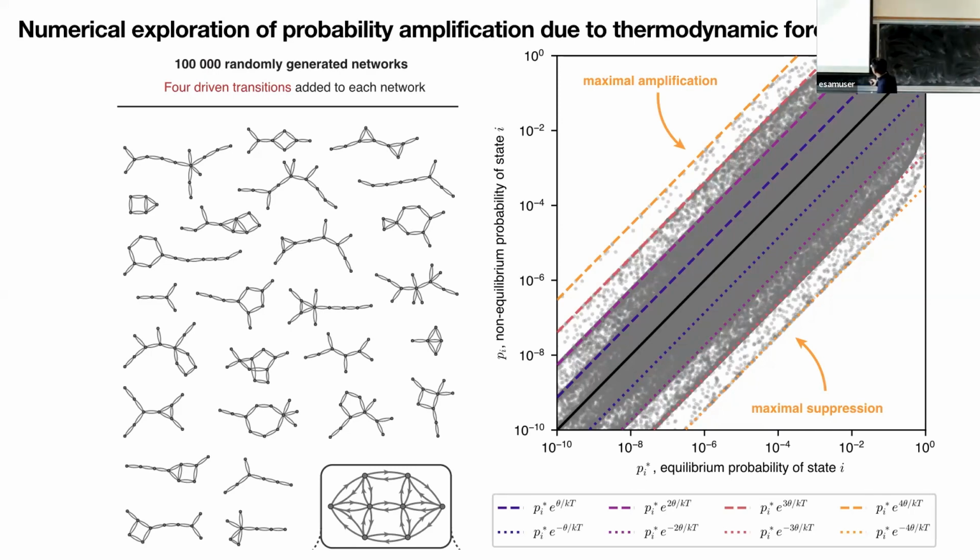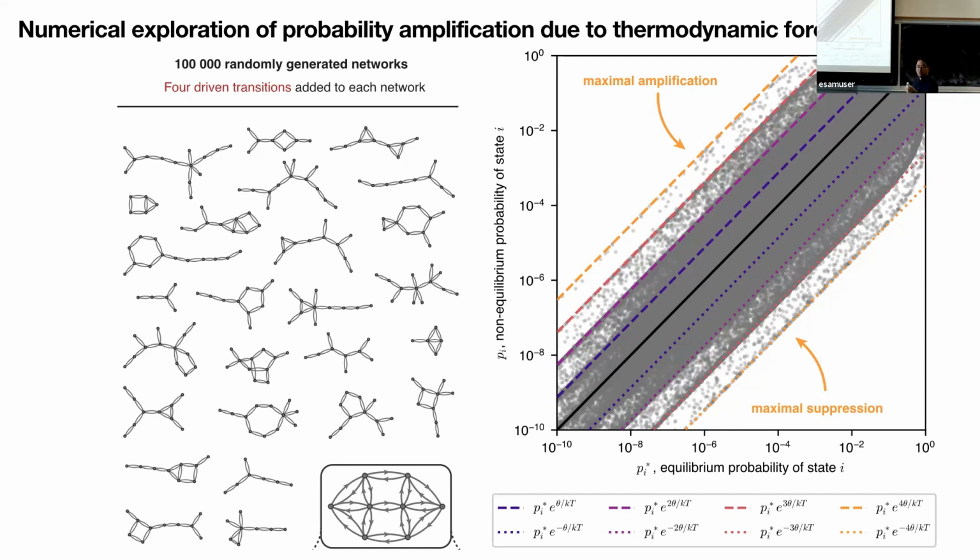And what the lines correspond to is that, for example, this dashed line is the original equilibrium probability times e to the little theta over kT. And then the second line is the original equilibrium probability times e to the 2 theta over kT. And the third line is e to the 3 theta over kT. And then the fourth line is the original equilibrium probability times e to the 4 theta over kT. And again, the capital theta in this case is the maximum achievable capital theta, right, for little theta.